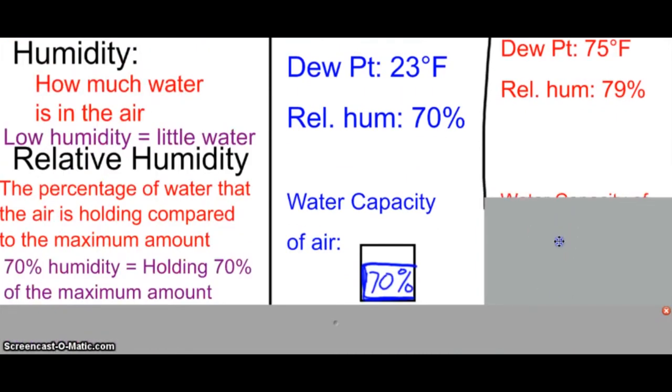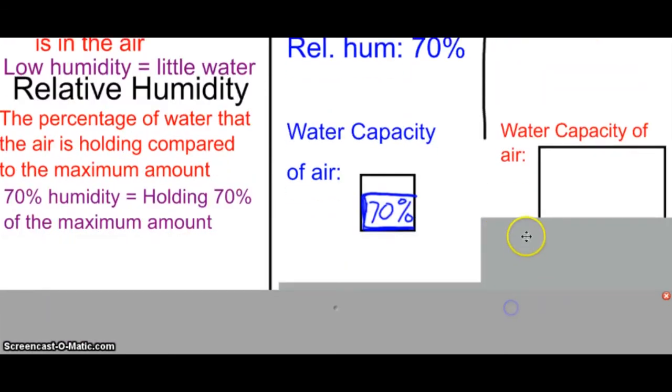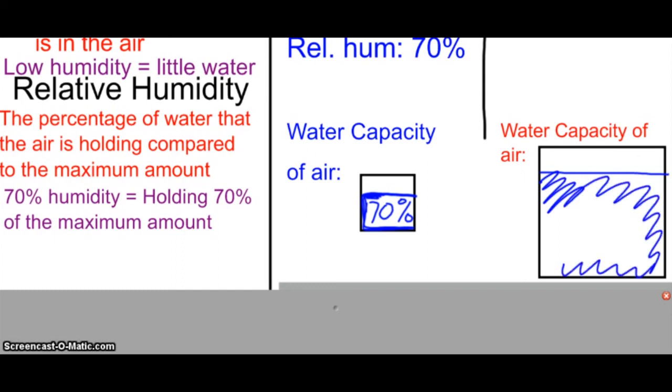What's the water capacity of the air going to look like? Well, it's going to be much larger. So the capacity of that air to hold water is going to be much greater on this day in July than on the day in January. So if the day in January was 70% full, that's about this much water. If that day in July is 79% full, that can be a whole lot more water than that day in January. 79%.